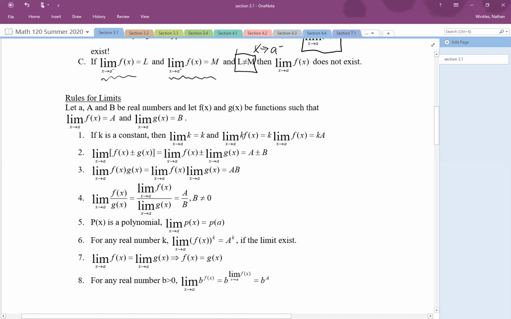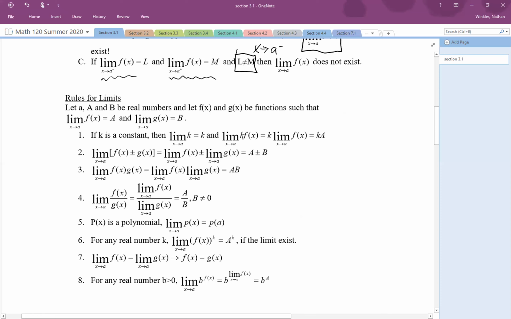The second thing that we can have is the limit as x approaches a of f of x plus or minus g of x. We can break this apart into individual terms. So this would be the limit as x approaches a of f of x plus or minus the limit as x approaches a of g of x. Plugging in, we would get capital A plus or minus capital B.